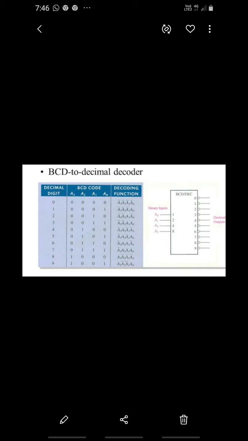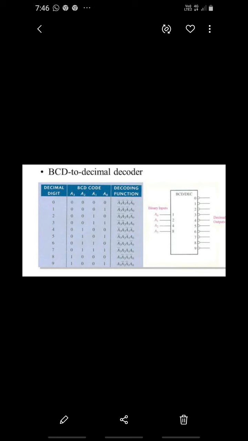So here, take this y0 to y9: y0, y1, y2, y3, y4, y5, y6, y7, y8 and y9. So you can write by using the truth table the different outputs by using the standard SOP form. So here, same, 0 is complement and 1 is uncomplement.